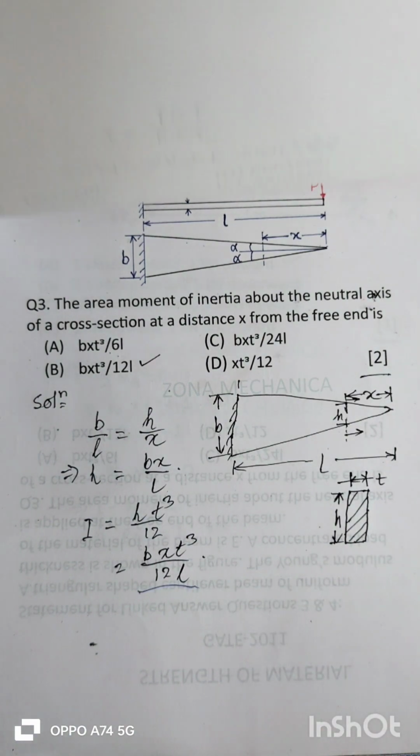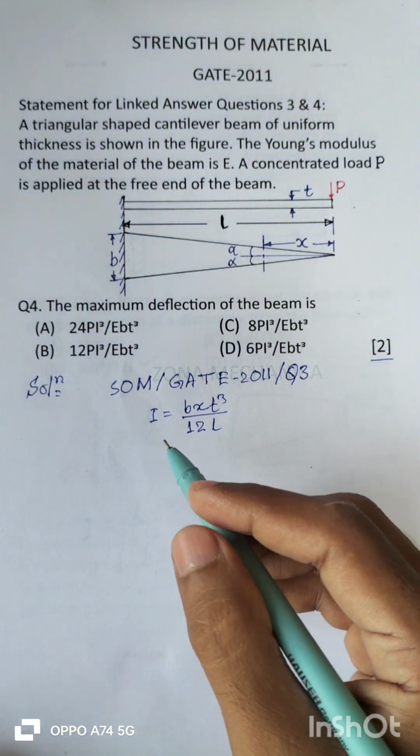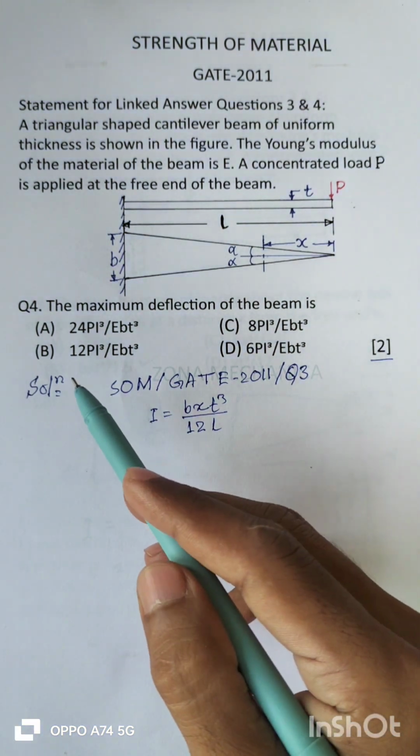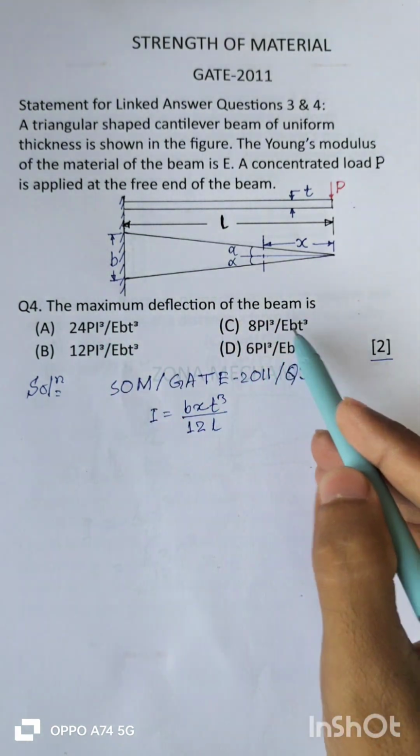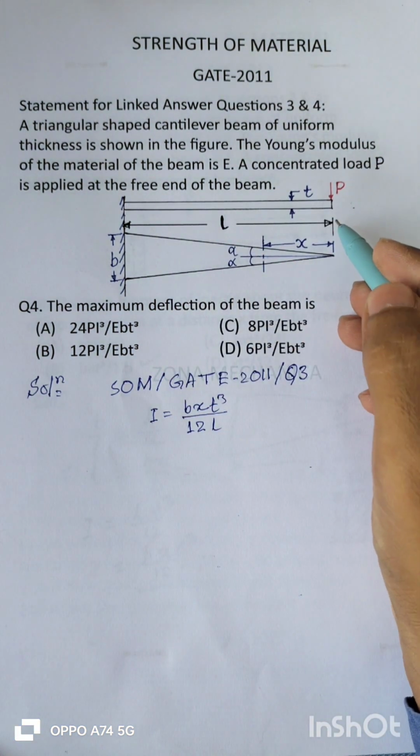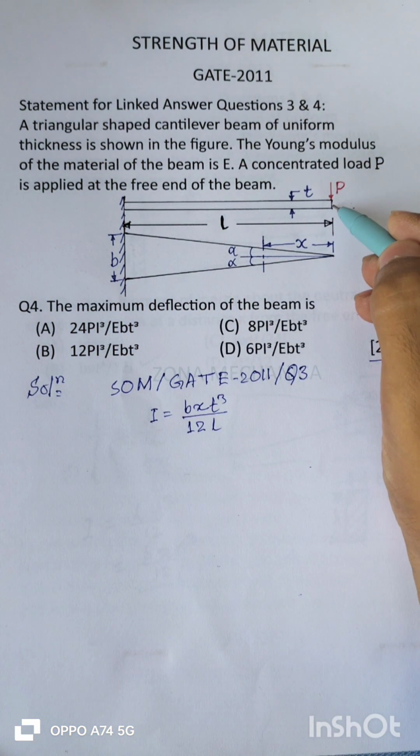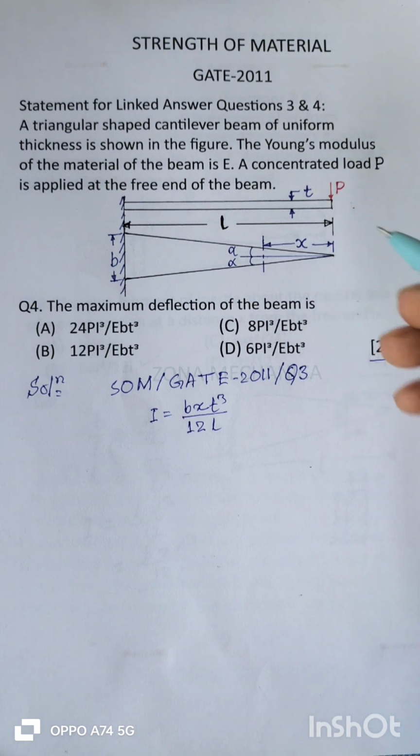by 12L. Now question number 4, the second question, is: the maximum deflection of the beam is, and there are 4 options given. As this is a cantilever beam and a point load is applied at the free end, the maximum deflection will occur at the free end, right?